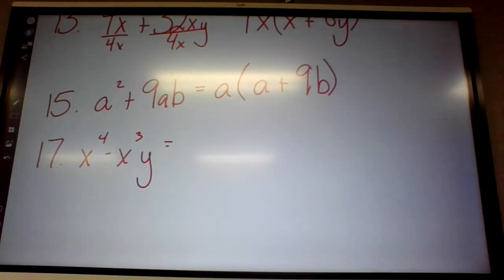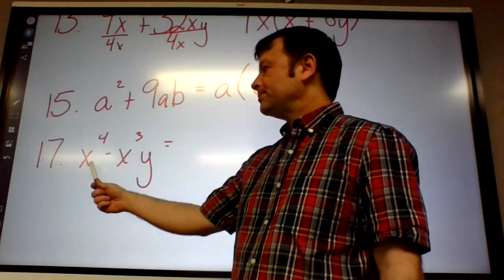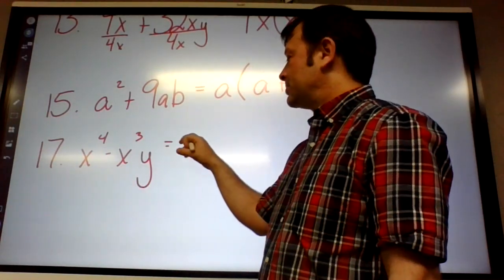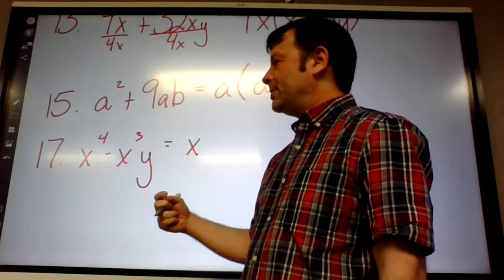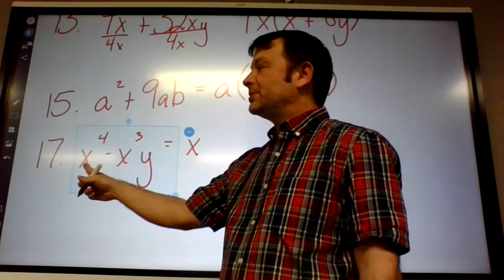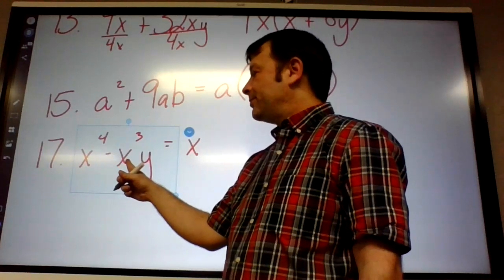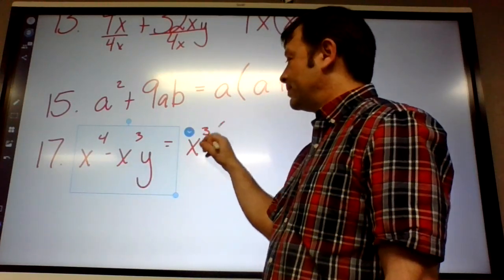Alright, Trident, what do you think we can take out of these two? They both have what in common? X. X what? How many X's can we take out of both of them at least? 3. Because this one has 3, this one has more than 3. So we can take out at least an X cubed from both of them.